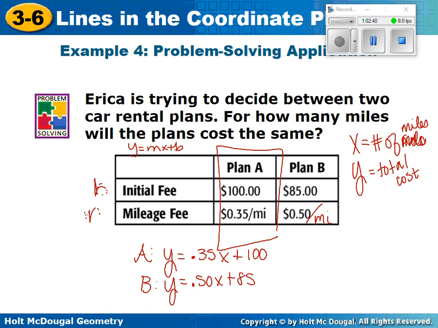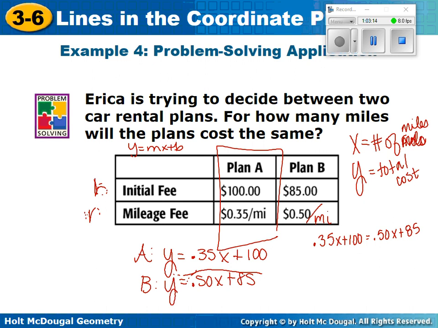Or if we want these to be the same, I could take this and put it where? In for y, because we're saying it's the same as y. So we could set them equal to each other because we want the y values to be the same, so we want these two expressions to be the same. So we could just say 0.35x plus 100 is equal to 0.50x plus 85. If we want them to be the same, we want them to be equal to each other. Does that make sense?